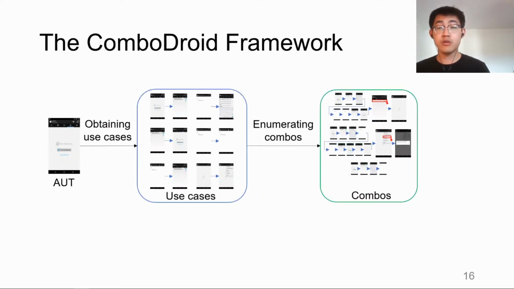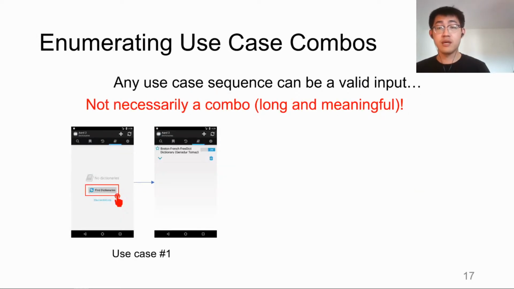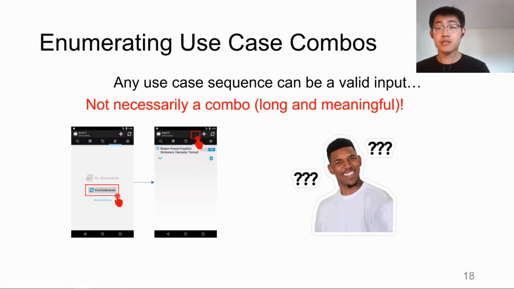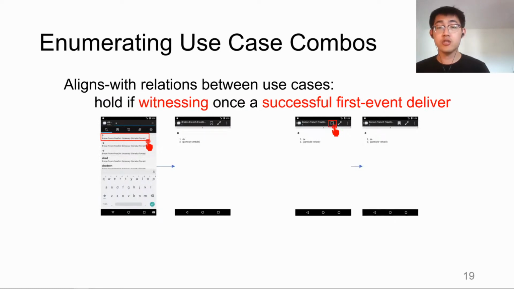With the use cases, we can then enumerate use case combos to manifest potential bugs. Since use cases are short event sequences, any use case sequence can be a valid test input. However, it's not necessarily a combo, i.e. not long and meaningful. For example, suppose we want to directly concatenate these 2 use cases. This will be confusing because the event of the second use case cannot find the proper receiver as the end state of the first use case, and thus cannot properly exercise the designated functionality of that. This makes the combo meaningless.